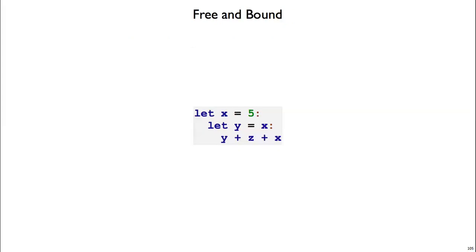Here's a slightly bigger example. So let x equals 5, let y equals x, y plus z plus x. The x and the y on the left-hand side of the let, those are both in binding positions. And down below, everything that's in green, that's a bound variable. So x, y, x, those are all bound to bindings that come up above. And the z is colored in red, that's a free z. There's no binding for it.